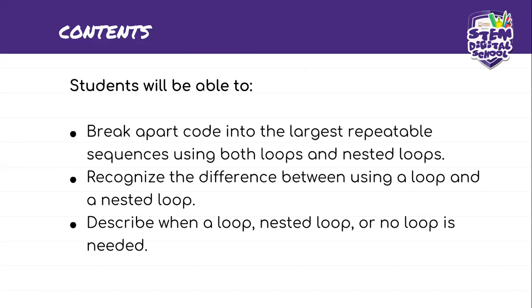Our second objective would be to recognize the difference between using a loop and a nested loop. And we're also going to describe when a loop, a nested loop, or no loop is needed. Now we understand that when we do things over and over, it's better to use loops, and no loops as soon as there's a change in pattern or a different command that we have to put in, because then we can't use the loop, because that extra command is going to throw out the rest of our code.